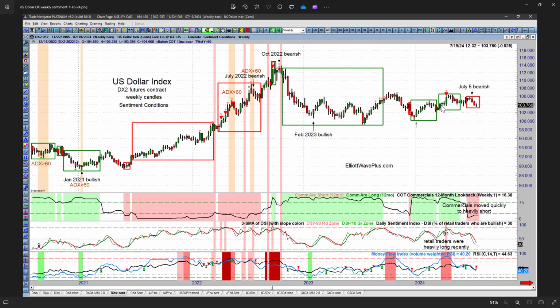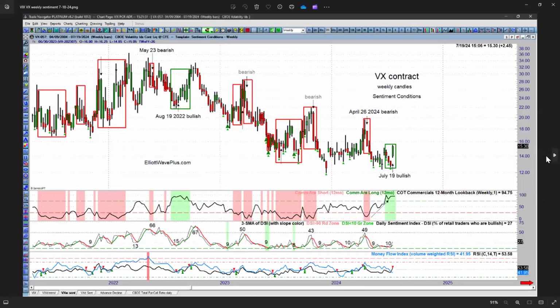Look how quickly the commercials went from bullish the dollar to bearish the dollar. There were only a couple of three weeks in between, where the commercials very quickly, and the commercials don't typically move quickly, moved from bullish the dollar to bearish the dollar. And that was shortly after retail traders were 91% bullish on the US dollar right here. And notice that is just about as high as the dollar went. So the US dollar is one of the better setups right now.